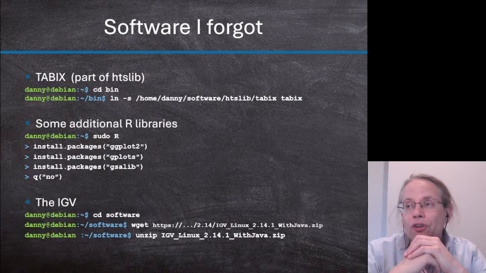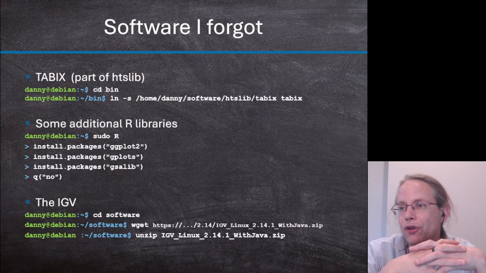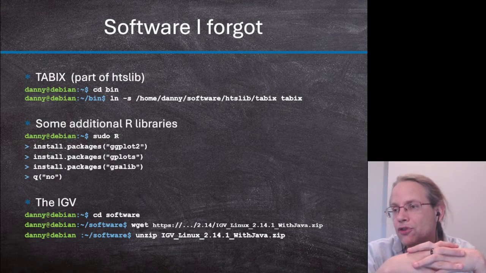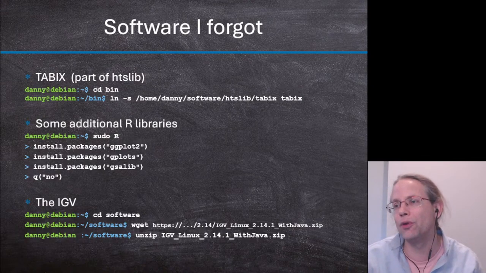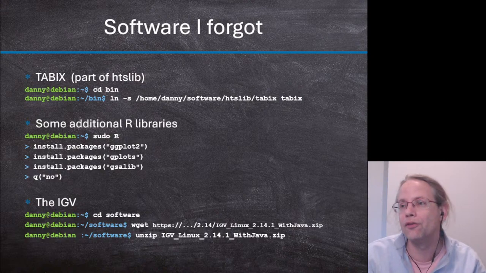Besides that, we actually forgot some additional R packages. We forgot to install ggplot2, gplots, and the gsalib library. These are required in GATK. When you start doing the GATK part of the analysis, you need to have ggplot2, gplots, and gsalib installed, because it will try to create some PDFs, which will fail if you do not have these libraries installed. So let's just do this. It's also installing the IGV so that we can look at the reads once we're done.